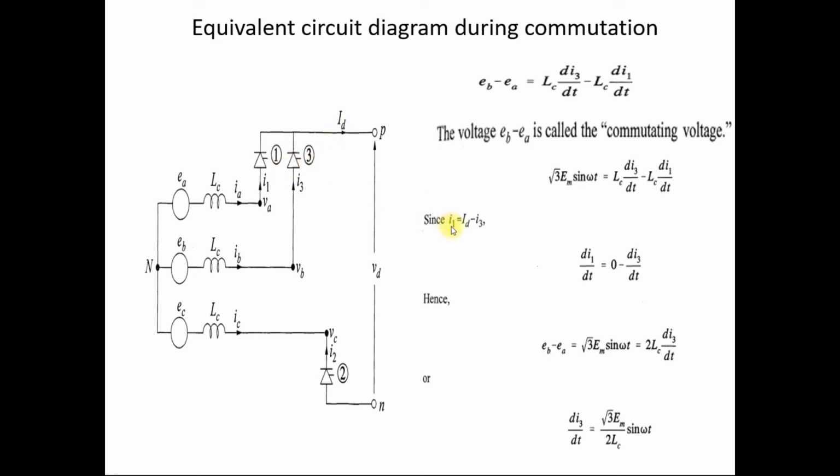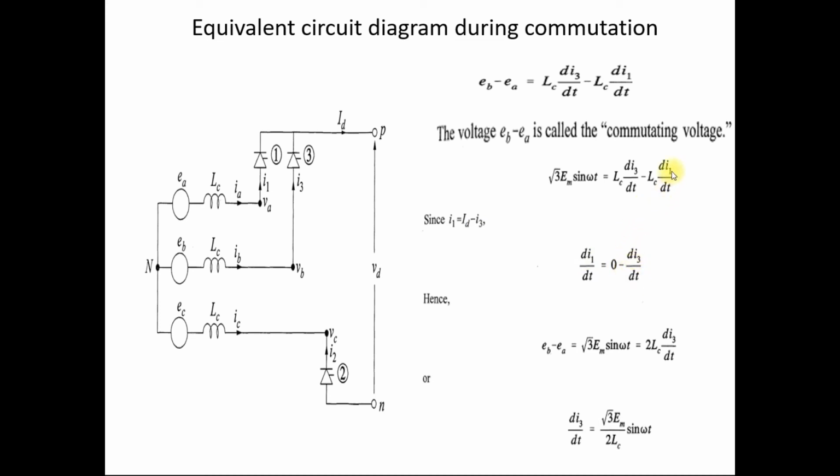Based on that, the equation of I1 becomes ID minus I3. If you take the differentiation with respect to time, di1 by dt is equal to the differentiation of ID, which is a constant direct current, so the differentiation of a constant is 0, minus the differentiation of I3 with respect to time. So it is minus di3 by dt.